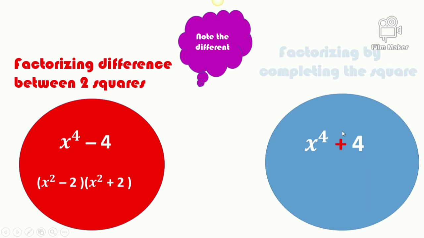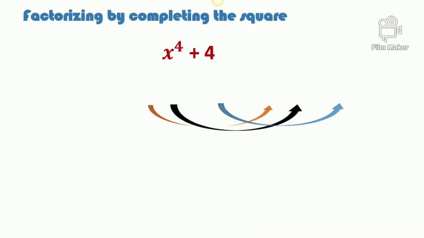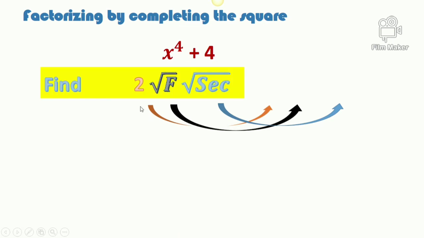So here we have to use a new type. It's called factorizing by completing the square, and we will see how to use it. To factorize by completing a square, the middle sign has to be positive. The first term will be a perfect square and the second will also be a perfect square. At first we have to calculate 2 by the square root of the first by the square root of the second.